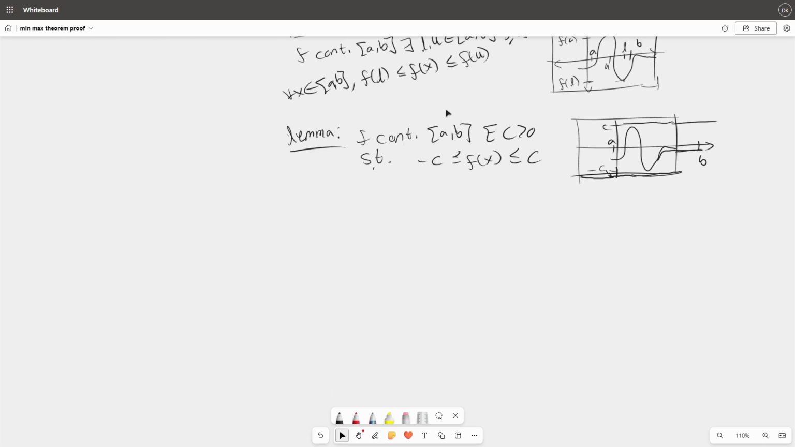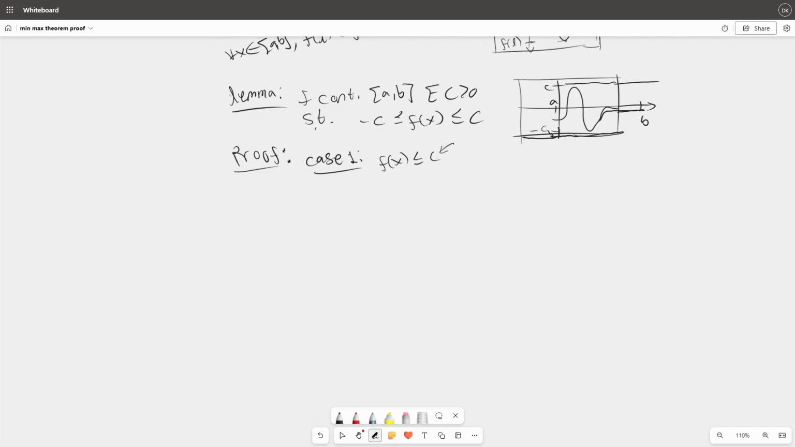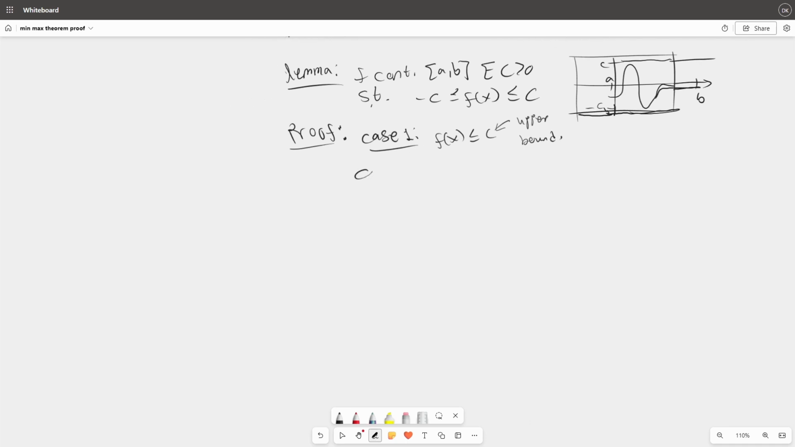How do we prove this? So the proof is the following. First, we do a proof by cases. The first case is we'll prove the right-hand side. We prove that this is the upper bound. We do a proof by contradiction. This will help us.